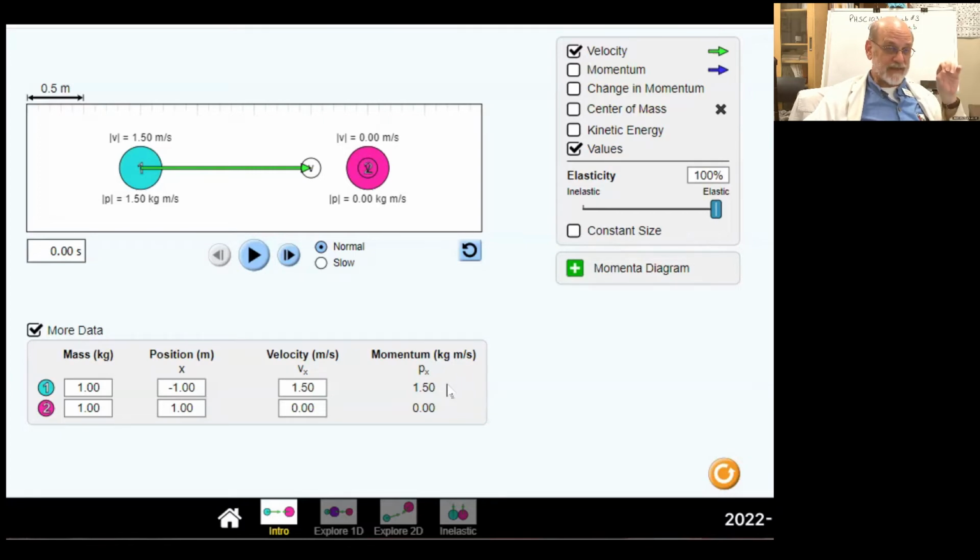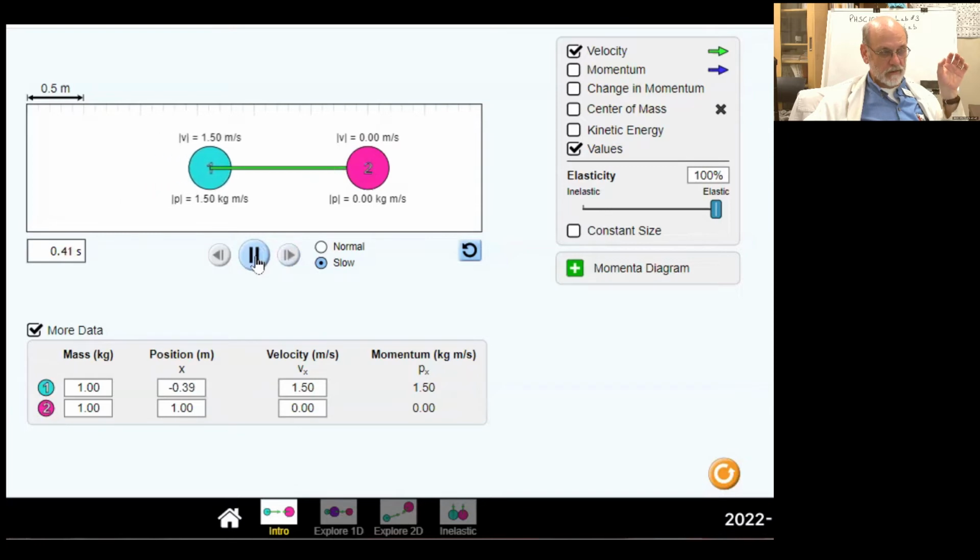Now you should be expecting that whether the collision is elastic or inelastic doesn't matter. Conservation of momentum is required. So the P total after collision should be exactly the same. Let's see if it is. Another thing you may want to do is click the slow button instead of normal. That slows it down so that you can click the go button and then pause it shortly after the collision. So watch carefully.